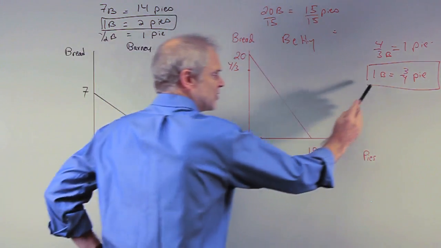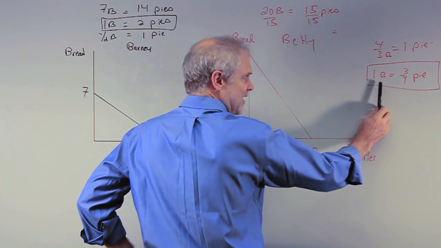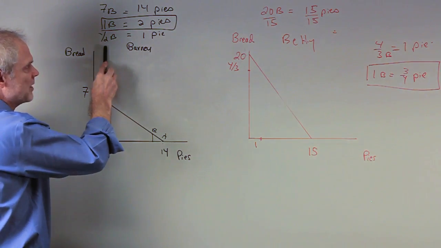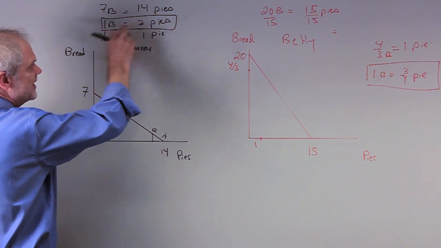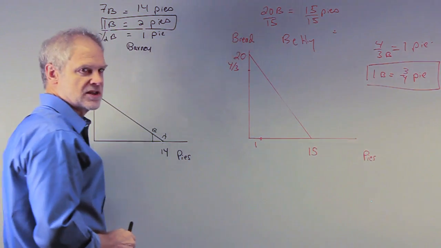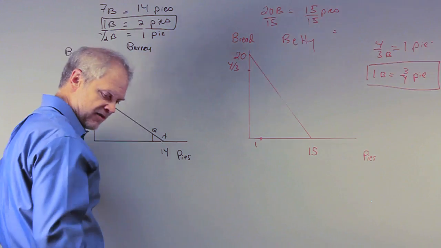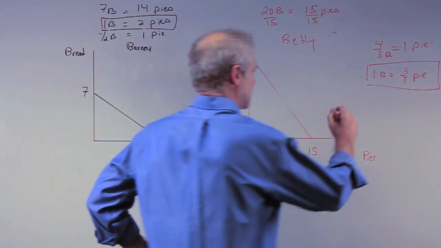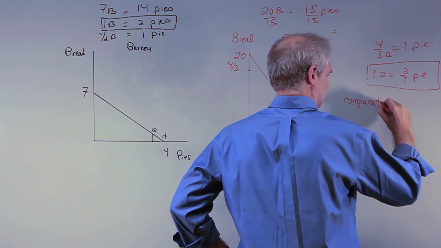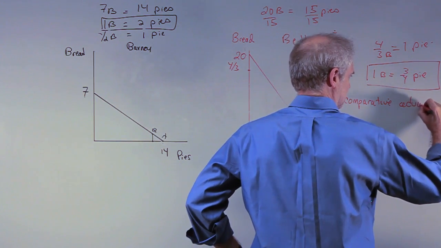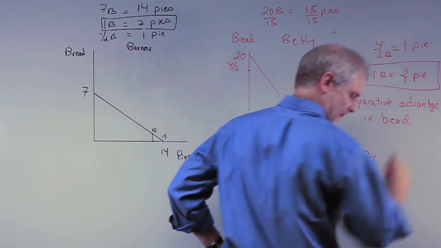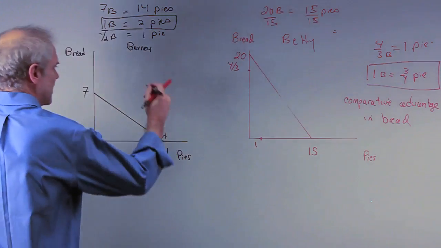So the opportunity cost of producing bread for Betty is relatively small compared to the opportunity cost when Barney produces a bread. Every time he produces a bread, he gives up 2 pies. Every time she produces a bread, she only gives up 3/4 of a pie. So Betty has a comparative advantage in the production of bread. Let's write this down. And Barney has a comparative advantage in pies.